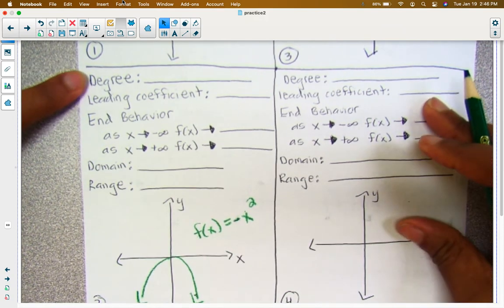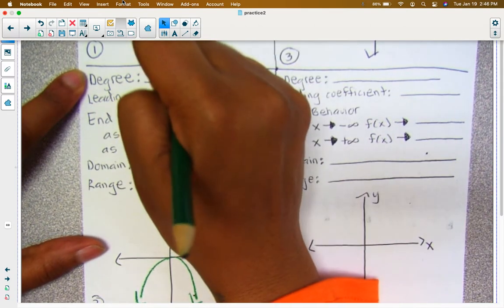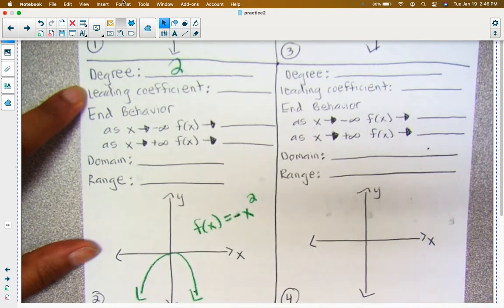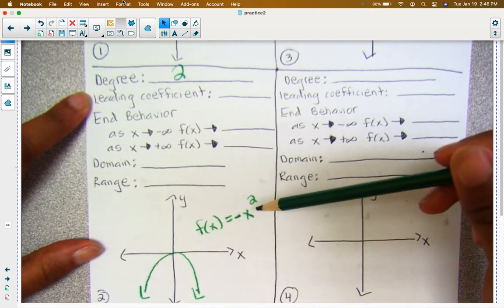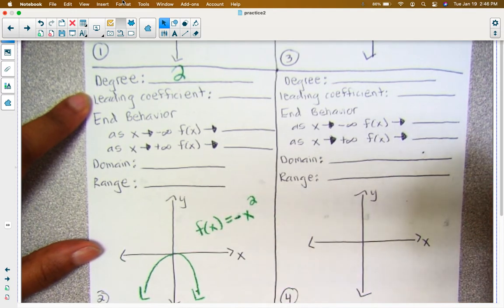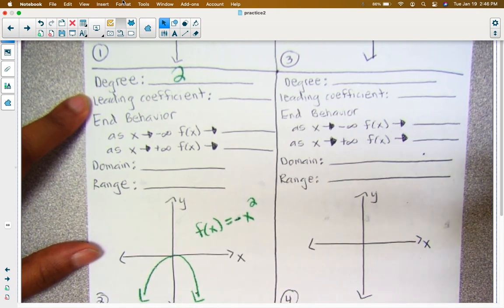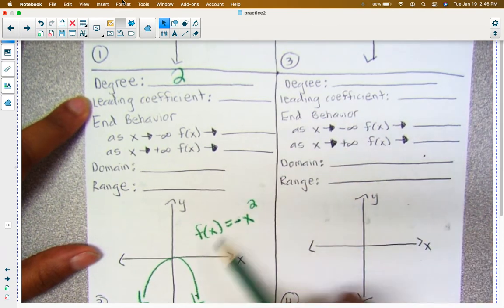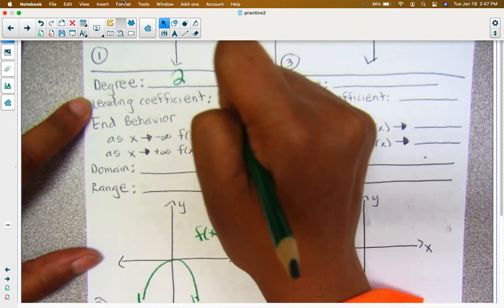Your degree is your highest exponent. So I have a degree of 2 because it's a parabola. Leading coefficient, I want to know the sign of the leading coefficient. And another way you can know, even if I do not give you the equation, if it's going down, it has a negative sign. If it's going up, it has a positive sign. And you read from left to right, so you will be referencing the right side of your graph. But since I do have an equation, it's negative here, it's going to be negative here.